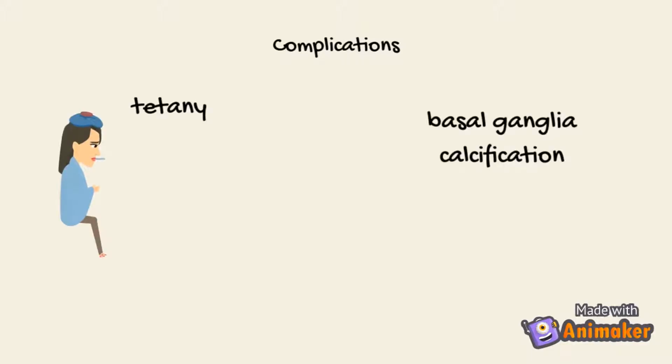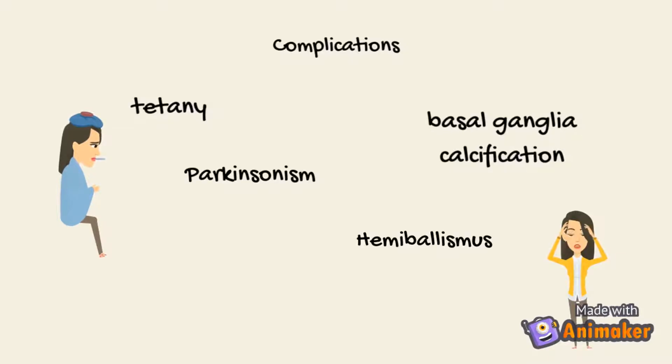The complications may include tetany, basal ganglia calcification, Parkinsonism, hemiballismus, choreoathetosis, others.